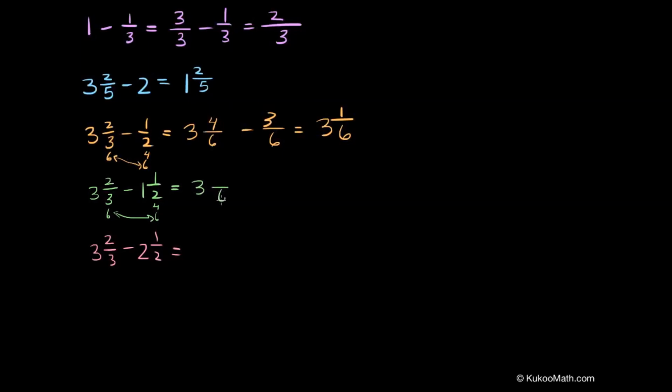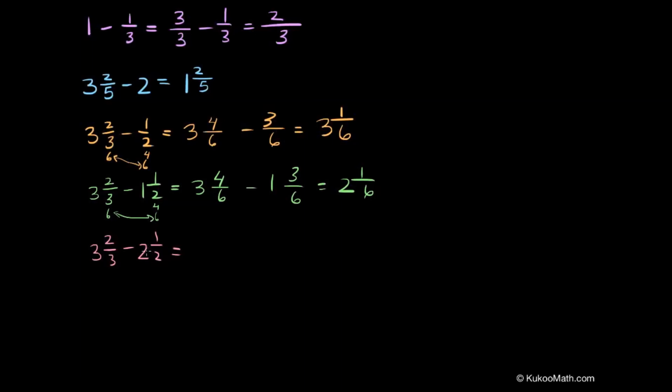So 3 with a base of 6 minus 1 with a base of 6. 2/3 becomes 4/6, 1/2 becomes 3/6, and now we can subtract. 3 minus 1 is equal to 2, 4 minus 3 is equal to 1 over 6. Answer is 2 1/6. Now finally the last problem.